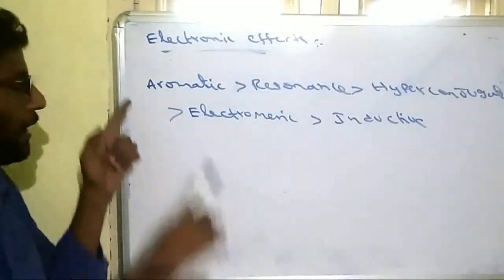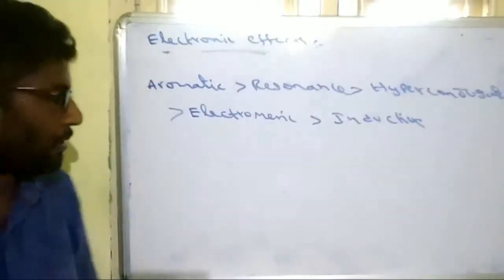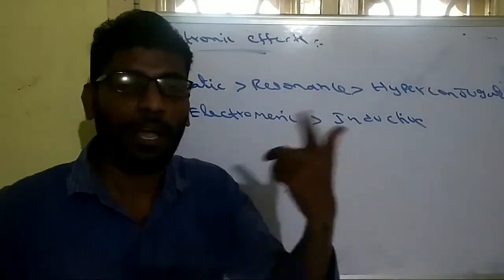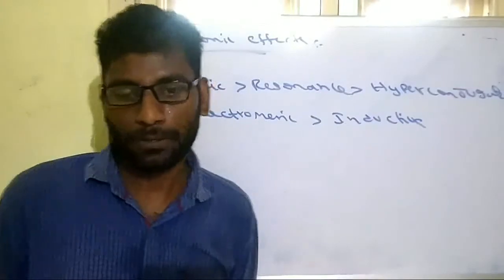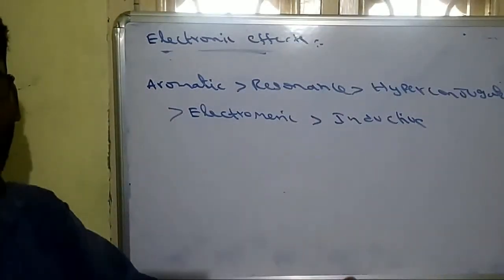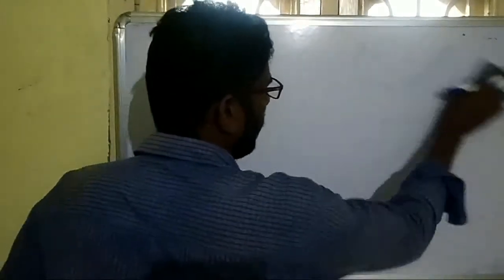First we have to observe whether aromaticity is there or not. If it is there, that should be highly stable. If aromatic is not there, next check for resonance. If resonance is there, highly stable. After that hyperconjugation, electromeric, and inductive. So this is the order of stability to check. Any molecules we check for stability, we have to follow this order. So this is about electronic effects.